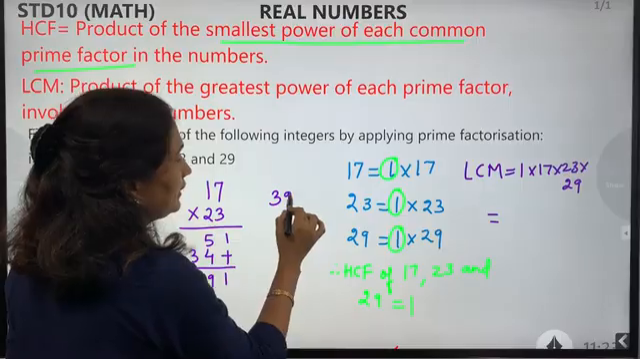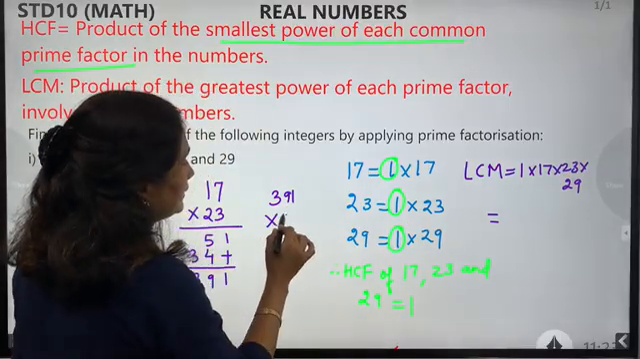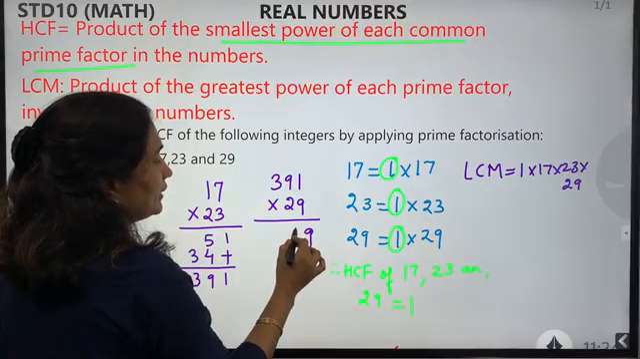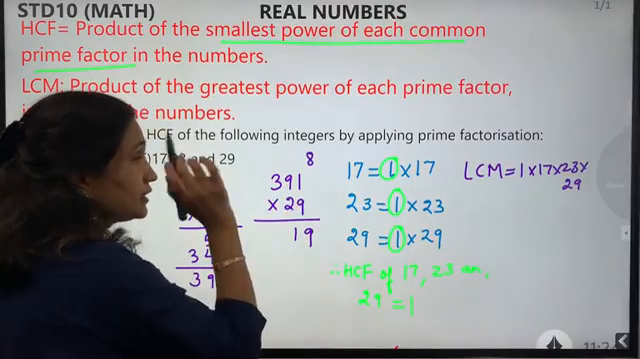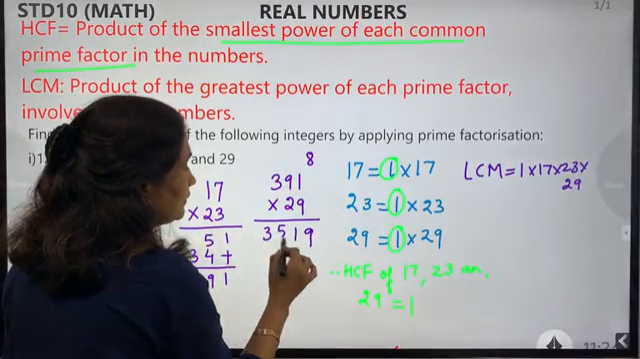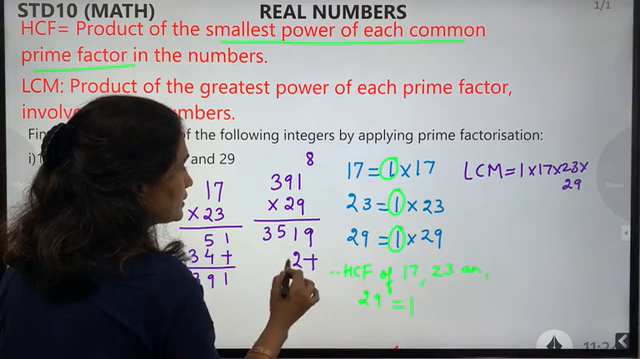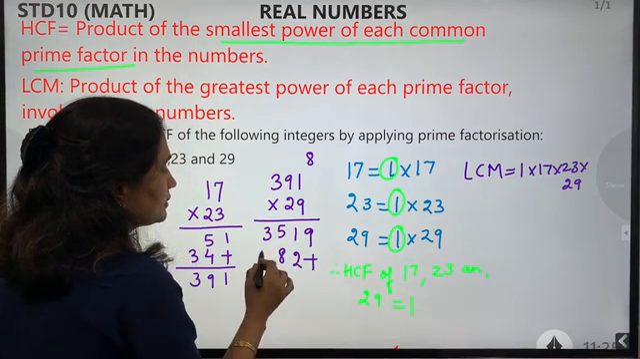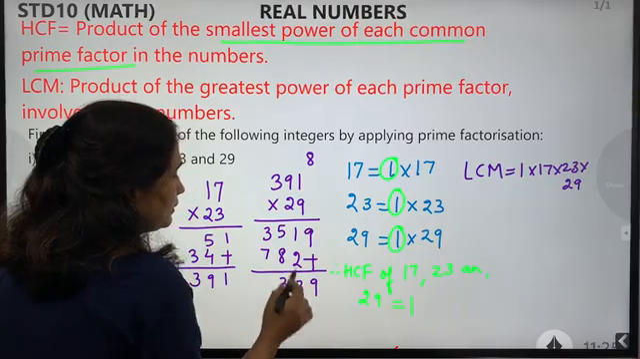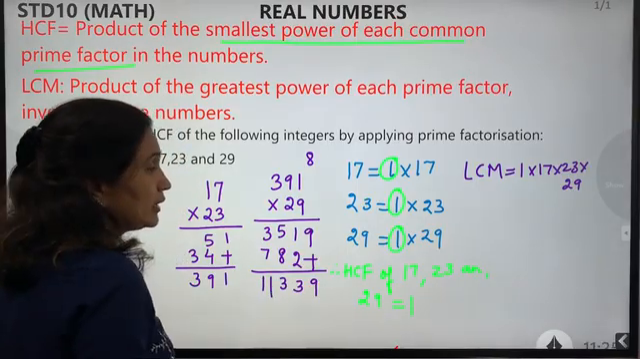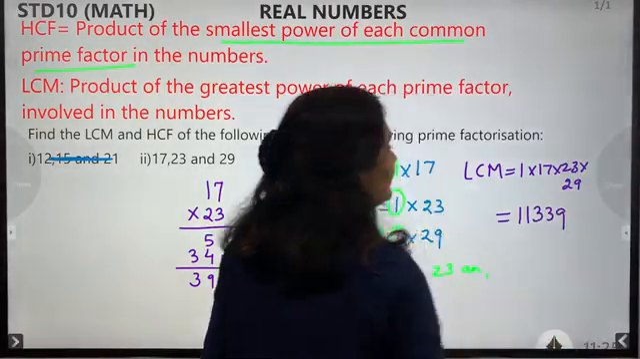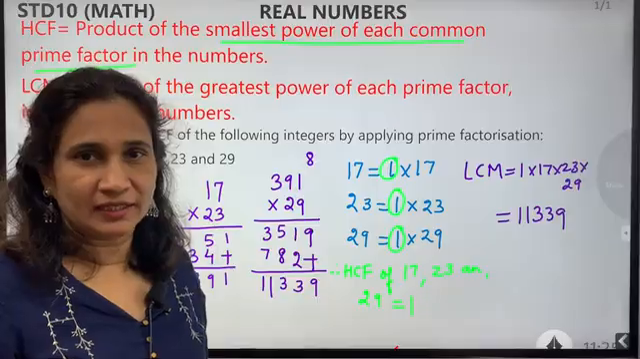391, and then 391, children, I need to multiply by 29. So you get 9 ones are 9, 9 nines are 81, carry 8, 9 threes are 27 and 8 will give me 35, plus 2 ones are 2, 9 twos are 18, 3 twos are 6 and 1 is 7. So 11339. 11339 is the LCM of the given three numbers.